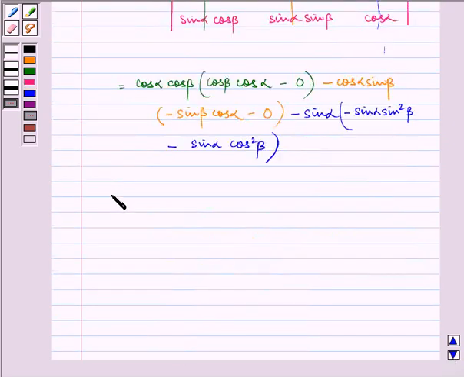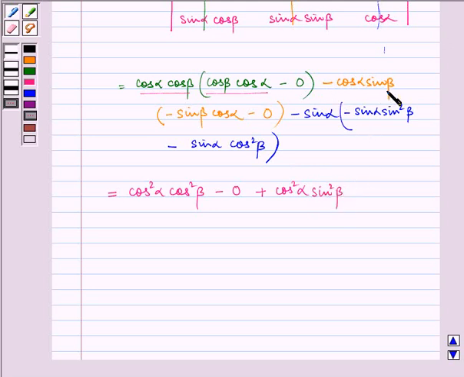Now, solving it further, cos alpha cos beta into cos alpha cos beta is equal to cos square alpha cos square beta. Now, cos alpha cos beta multiplied by 0 is equal to 0, so minus 0. Then, minus cos alpha sin beta multiplied by minus sin beta cos alpha, we get plus cos square alpha sin square beta.